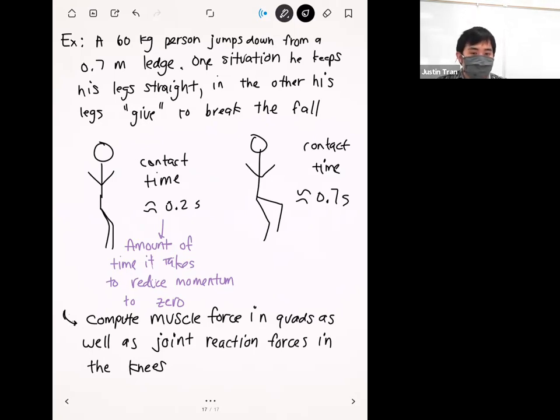When I say that the legs are going to give, what that means is that when the person contacts the ground with his legs, as soon as they make contact, he's going to let his legs bend and deform. They bend along with the person falling. His feet are on the ground, but before he comes to a complete stop, he's going to keep bending his knees until he can't anymore. That amount of time that he's bending his knees as he's changing his momentum, that's what it means for his legs to give as he breaks the fall.